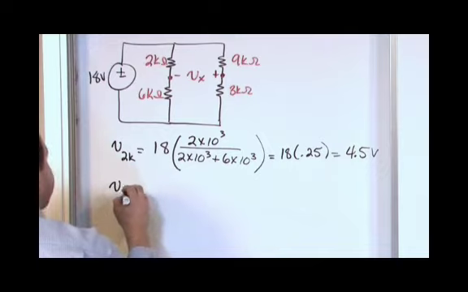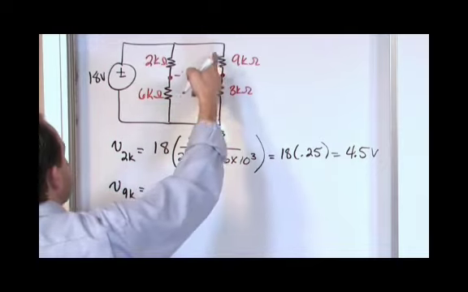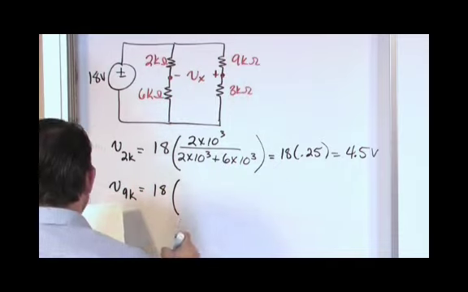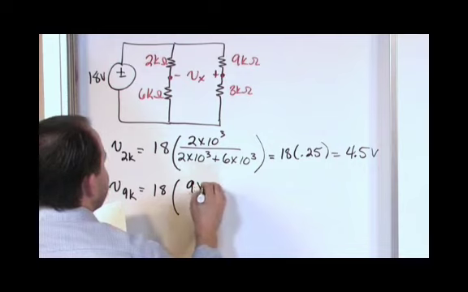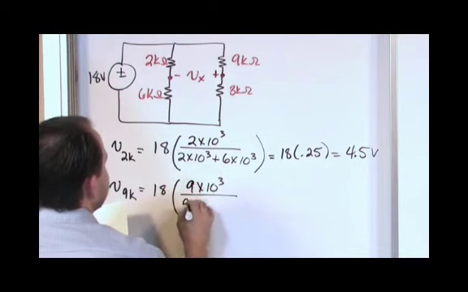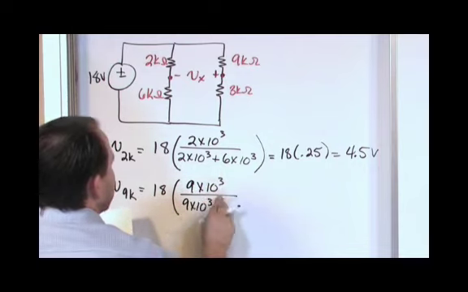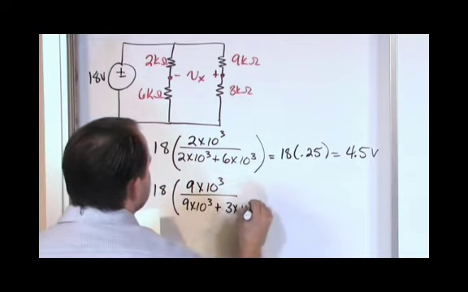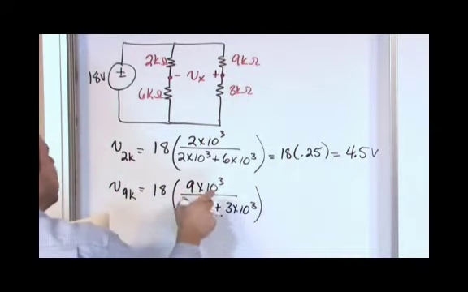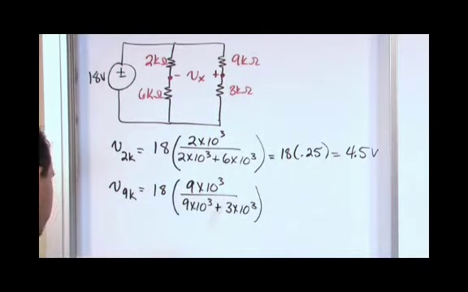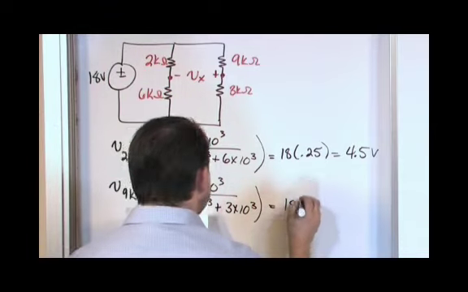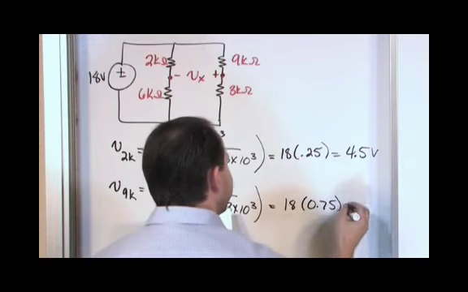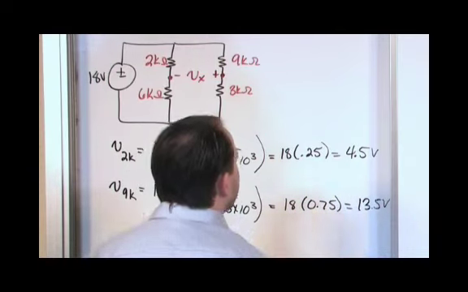Now, if I want to find the voltage across the 9K resistance, this guy up here, I do the same thing. 18 times, I'm tapping off the 9K resistor, so 9 times 10 to the 3 over 9 times 10 to the 3 plus 3 times 10 to the 3. So again, what I'm tapping off of goes on top, the sum of the two guys in the same leg goes on the bottom. And so what you'll have is 18, and you'll have 0.75. And so when you multiply these guys together, you get 13.5 volts.